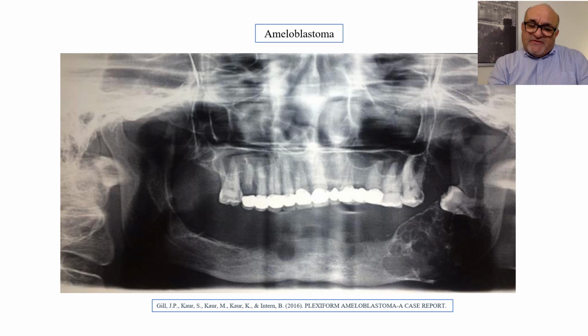multi-compartment, which was described as the soap bubble appearance. The lesion tends to cause expansion. It is a relatively aggressive lesion in the advanced stages, and it causes resorption and thinning of the lower border of the mandible, and it causes marked expansion of the affected jaw.